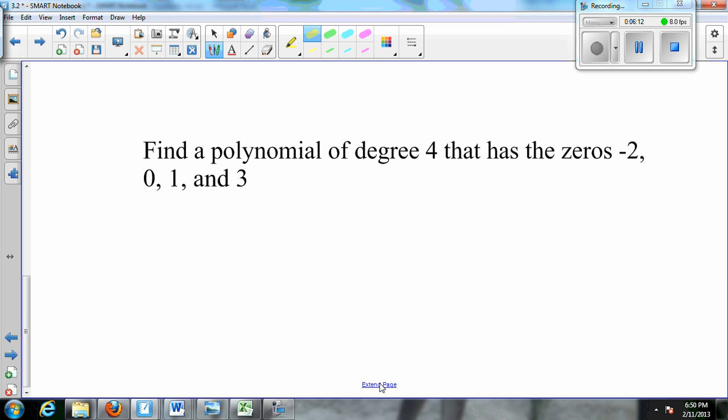Now we're going to go the reverse, where we're going to find a polynomial of degree 4 that has the zeros negative 2, 0, 1, and 3. So we're plugging all 4 zeros into factors x minus c. And these numbers, negative 2, 0, 1, and 3, are c, so we need 4 of them.